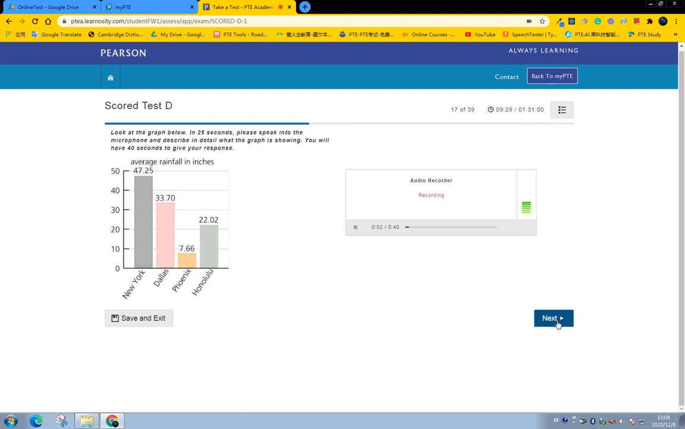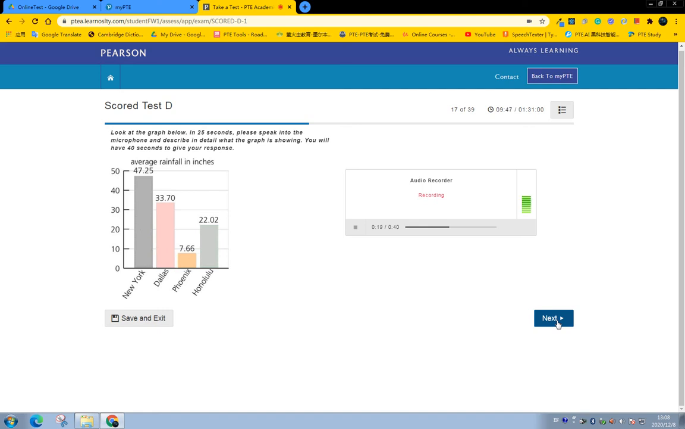The bar graph shows information about average rainfall in inches based on different cities, including New York, Dallas, Phoenix, and Honolulu. For New York, we can see 47 inches, which is the highest figure. For Dallas, we can see 33, which is the second highest figure.